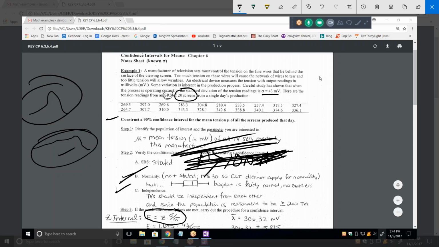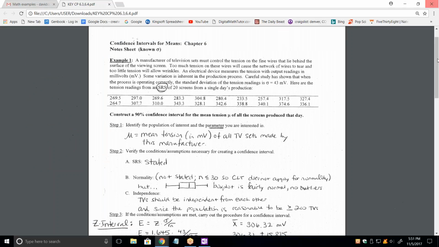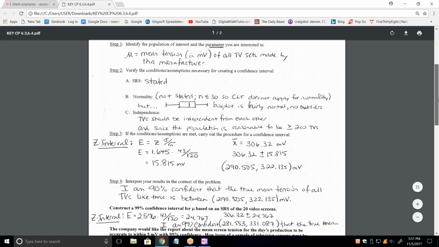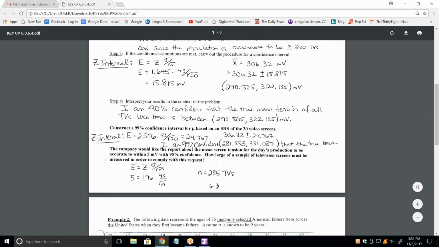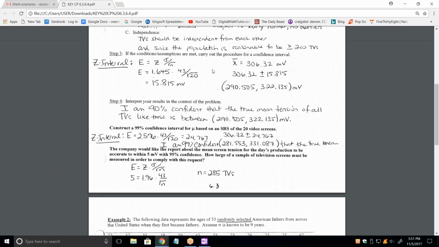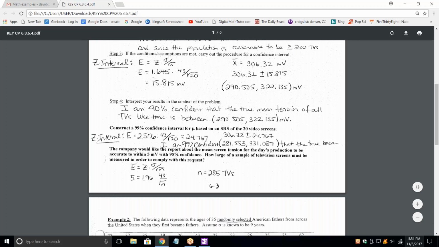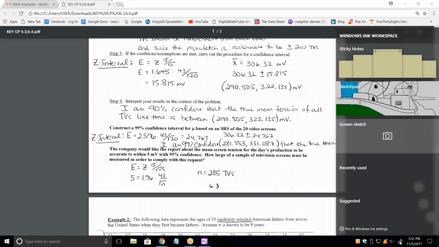So, given check marks on 1, 2, A, B, and C, then we can use the Z process to figure out the margin of error and the confidence interval. Now, E is the margin of error, which is Z times the known standard deviation.